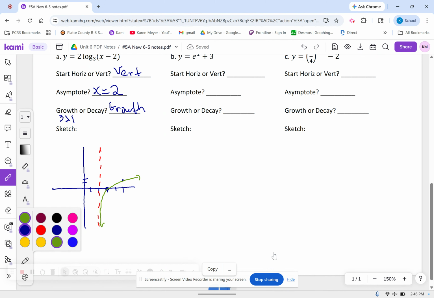And if it makes you feel better, I could put this up here so that everybody saw that I got this from my T-table, (3, 0) and (5, 2). Okay, so let's go try the next one.